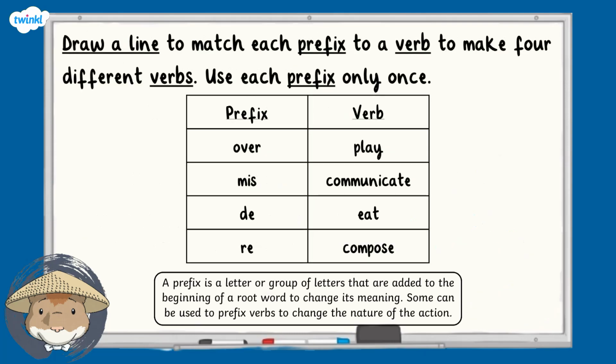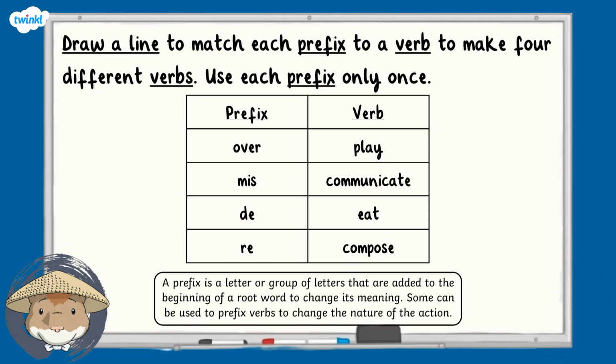Here is the last question involving adding prefixes to verbs. The question asks you to draw a line from the prefixes on the left to the matching verbs on the right. You can choose from the prefixes over, miss, de, and re, and the verbs play, communicate, eat, and compose. You may wish to write your answer down on a whiteboard or a piece of paper, or you may just wish to say your answer out loud. Pause the video here so you can have a go and hit play again when you are ready to see the correct answer.